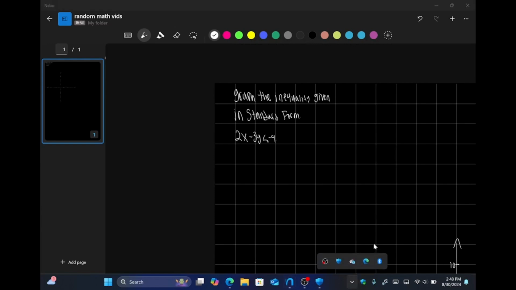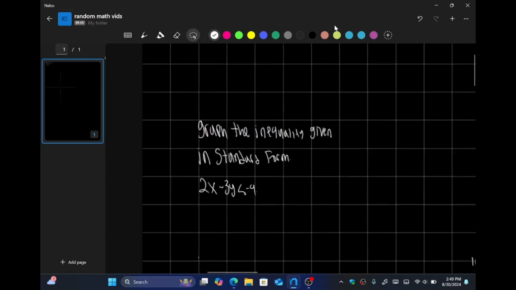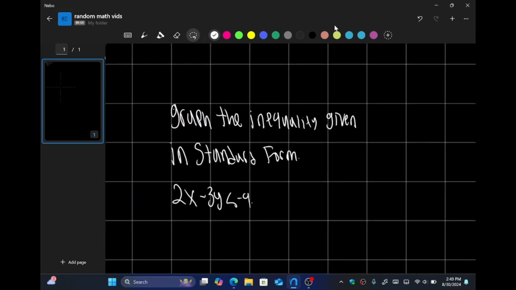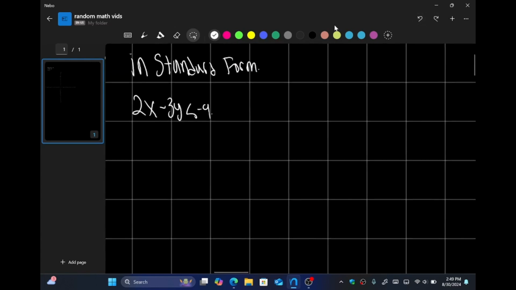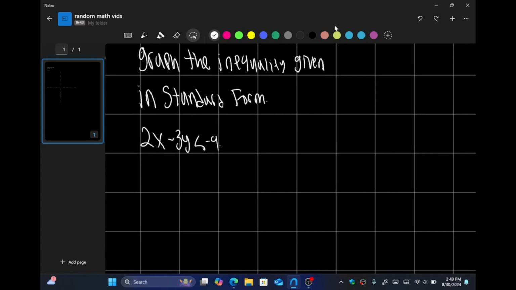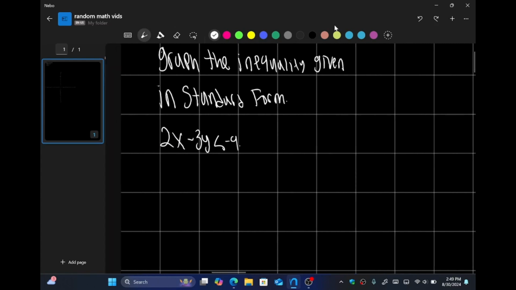So we are given this inequality. It says to graph the given inequality, the inequality given in standard form. So we have 2x minus 3y is less than negative 9. Let's go ahead and write it down. Or actually, we already have it written down.